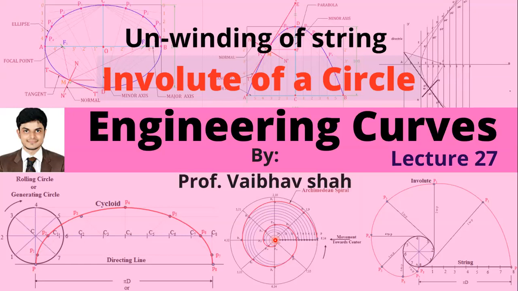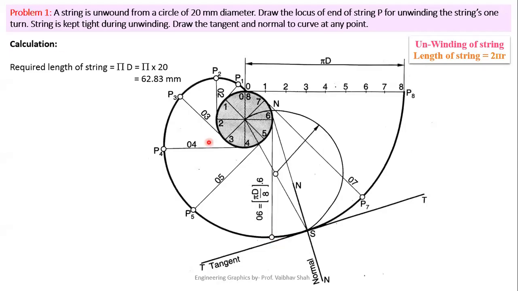Let's start with one of the problems. Problem 1. A string is unwound from a circle of 20 mm diameter. Draw the locus of the end point of string P for unwinding the string 1 turn. String is kept tight during unwinding. Draw the tangent and normal to the curve at any point.